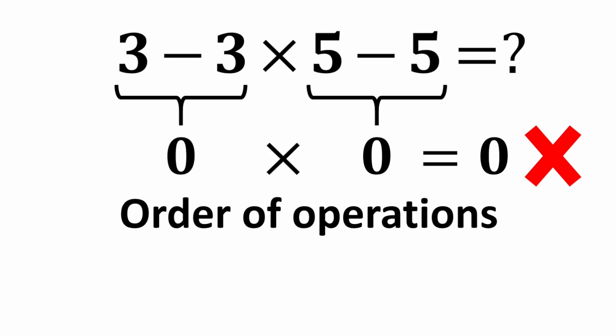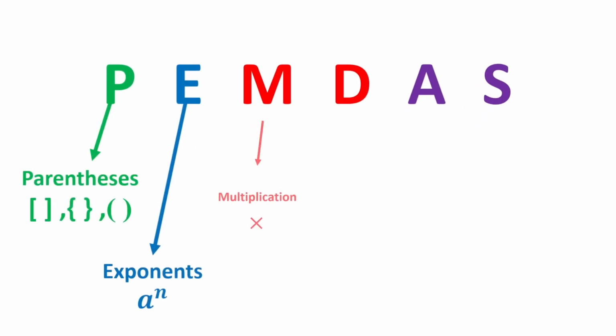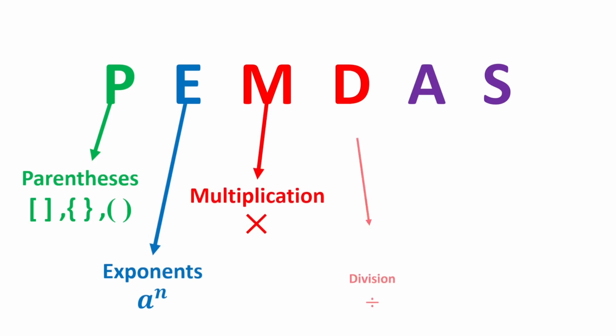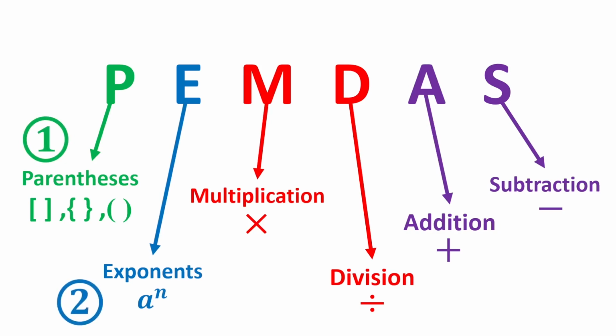The order of operations is commonly known as PEMDAS. In PEMDAS, P stands for parentheses, E stands for exponents, M stands for multiplication, D stands for division, A stands for addition, and S stands for subtraction. According to PEMDAS, in any mathematical expression, we first solve the operations inside the parentheses, then we calculate exponents, then multiplication and division, and finally, addition and subtraction.